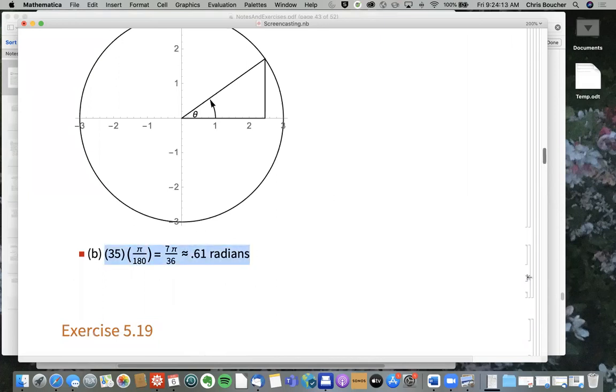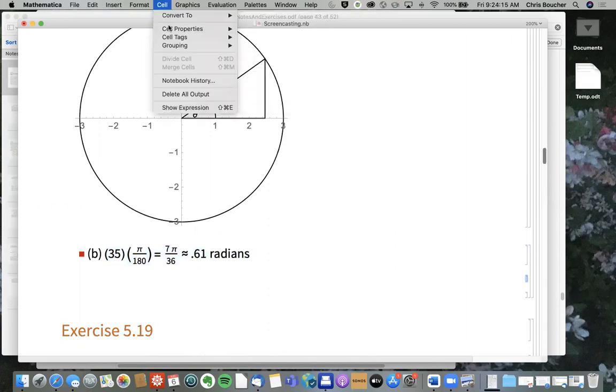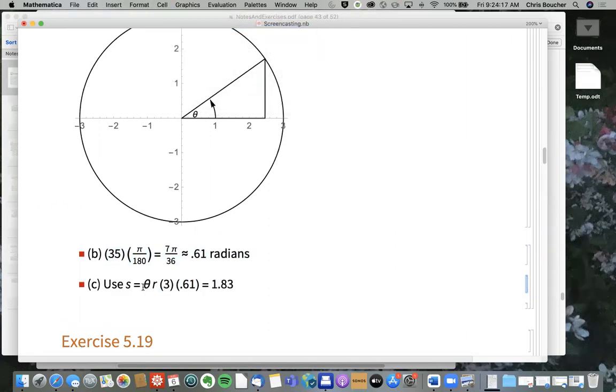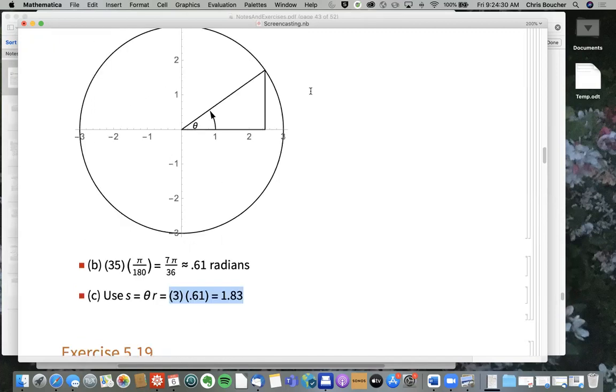So I can just use S equals theta times R, right? So theta times R, whoops, forgot an equal sign there. R is 3, theta is 0.61. And so I come out with 1.83 as the length of the arc. So that's the length from here to here.